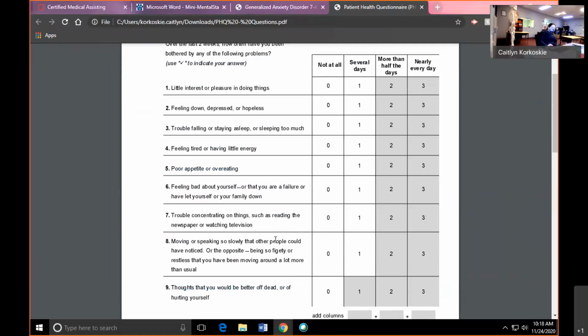Sometimes they give these for physical exams or if it's an initial appointment, because it's a baseline.